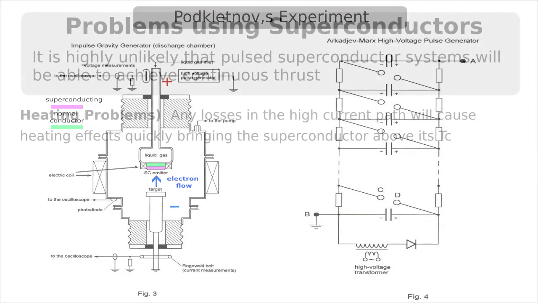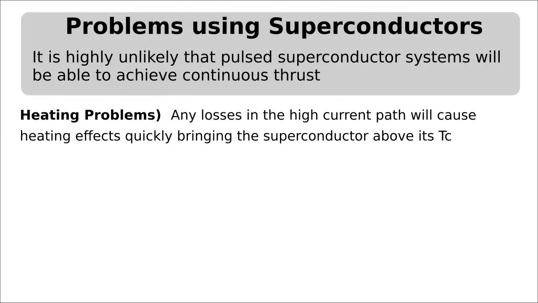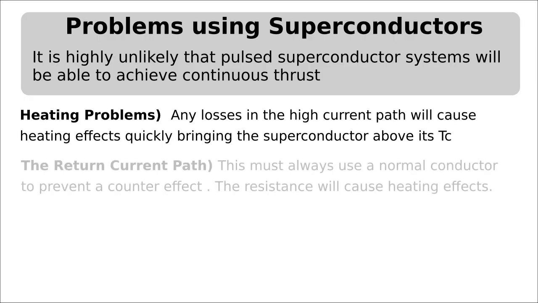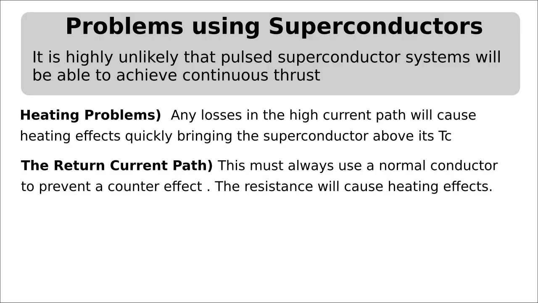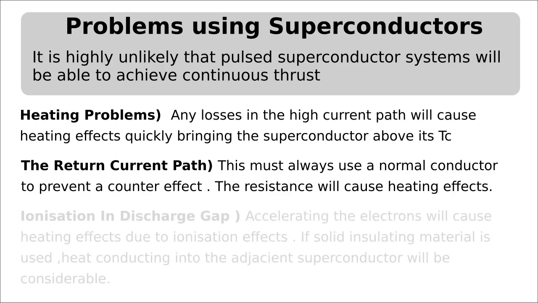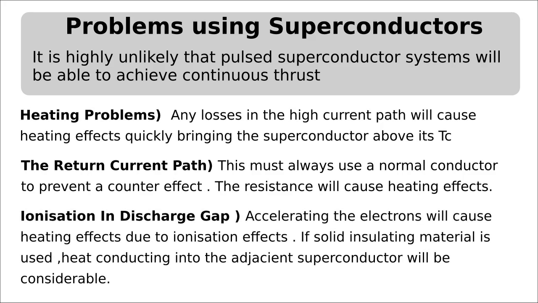There is a serious problem. Heating effects from the high current discharges will quickly bring the superconductor above its critical temperature. The duty cycle will be far too low for continuous thrust. The return current path must always be made through a normal conductor having resistance. If the current is returned through a superconductor, there will always be a counter impulse, cancelling out the effect. A superconducting solenoid cannot produce thrust.